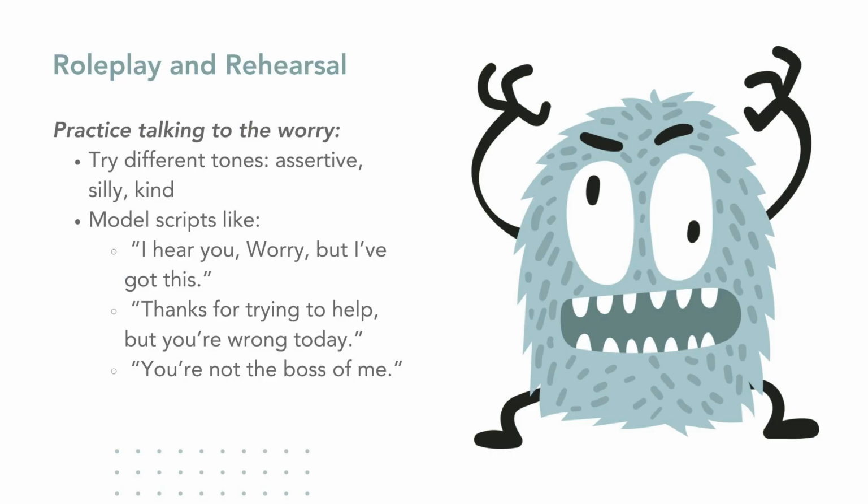The character development piece is creative and it's really fun, but the really important part is what we do with it, with our role play and our rehearsal. So we want to help our students practice talking back to the worry. We can try doing it in different tones of voice, being really assertive when we talk to our worry character, or maybe they want to be silly, maybe they want to be kind. Say something like, I get it that you're looking out for me, but I don't need your help today, or you're wrong about this one. Some kids need to say, back off, worry, while others might say, thanks for the heads up, but I'm okay. We want to let them rehearse using their own voice after we've modeled tone and pacing.